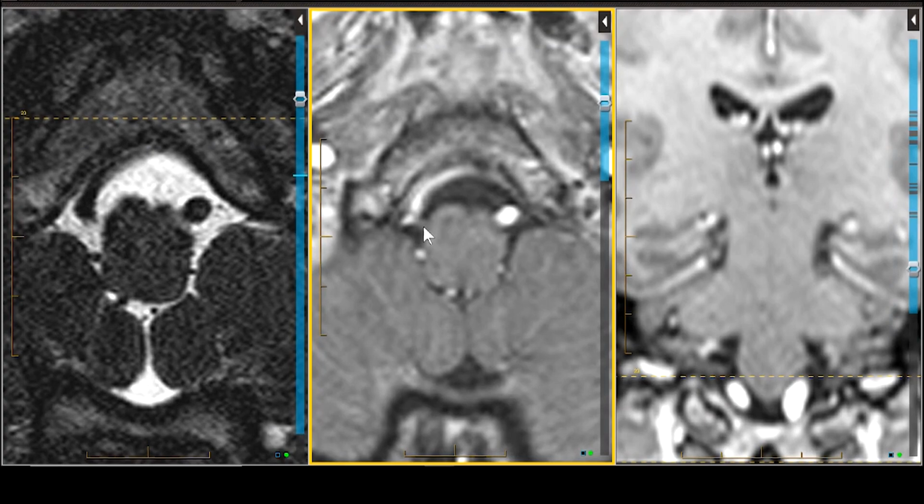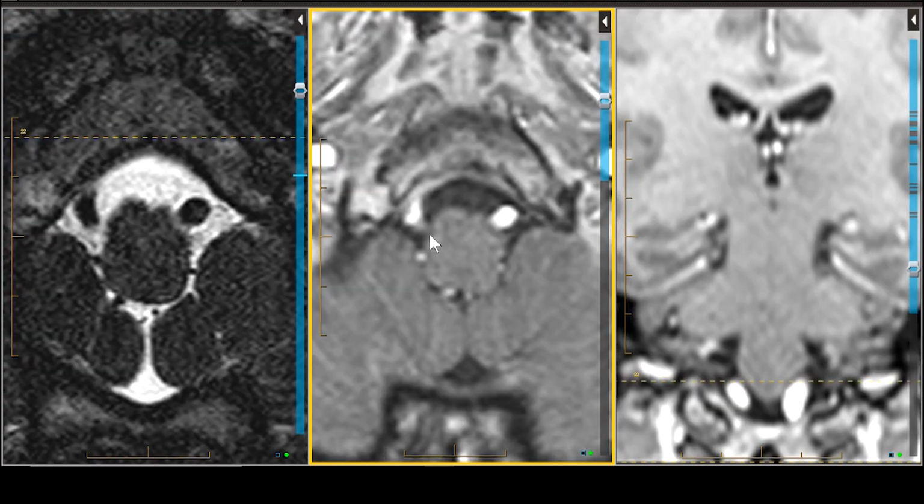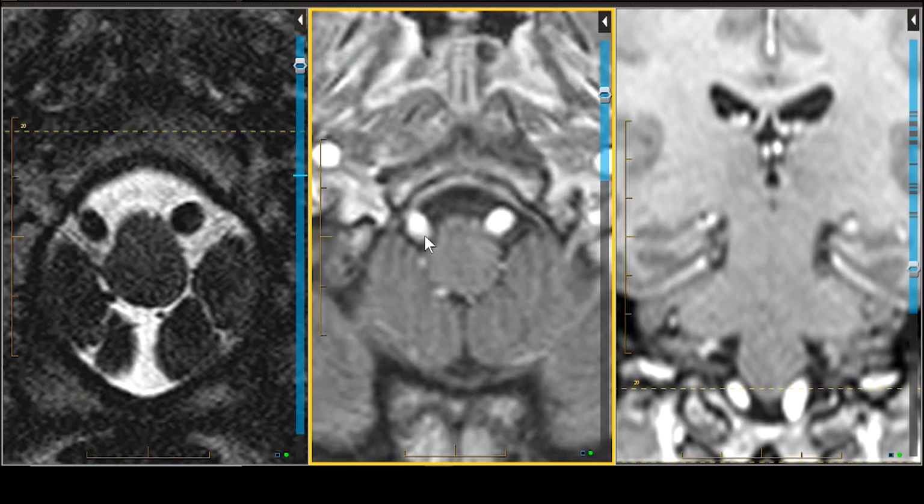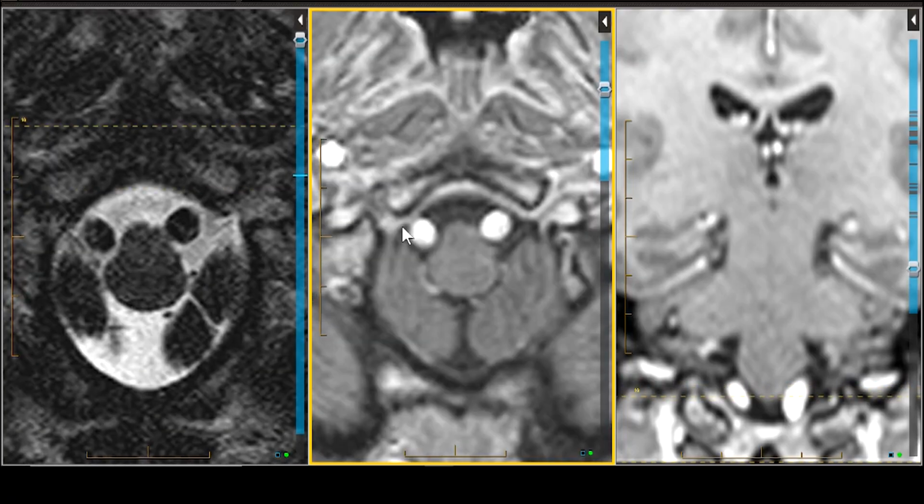Best seen this time on the T1. Now, because it's going caudal, I have to scroll caudal to continue following this. You can see it's right behind this protuberance right here. Now let's try and follow it. We can see a little bit of it right there. And then we kind of lose it for a short period of time. And then it comes back right in the hypoglossal canal.